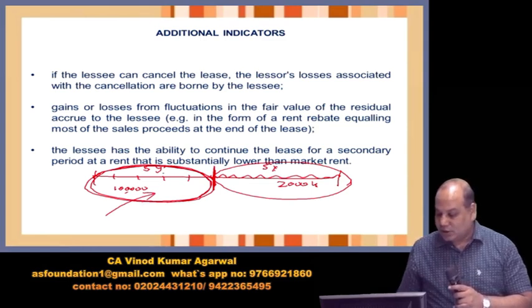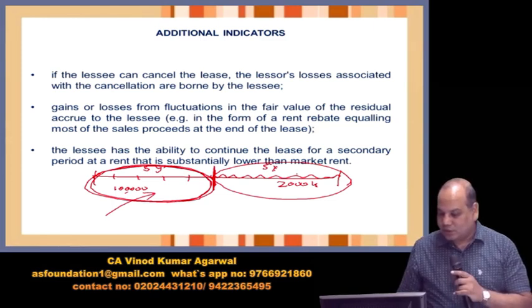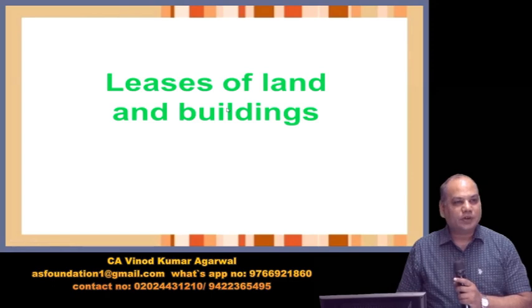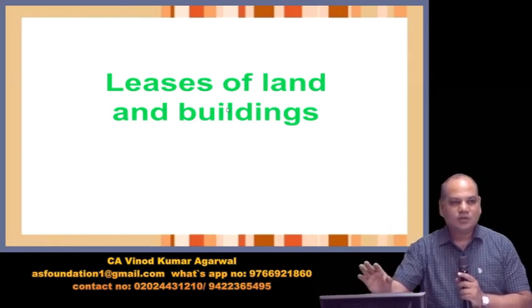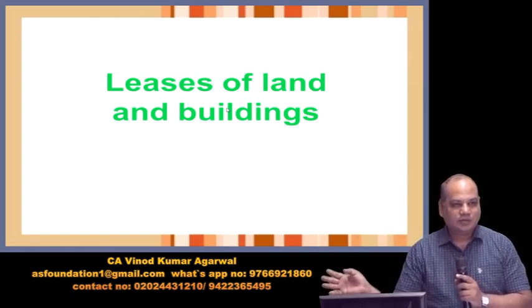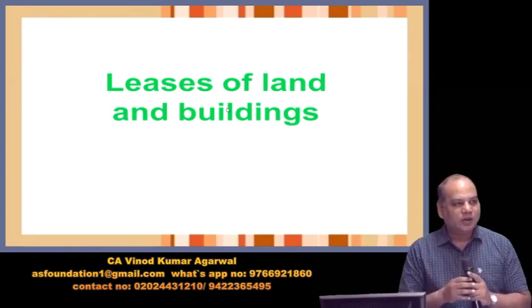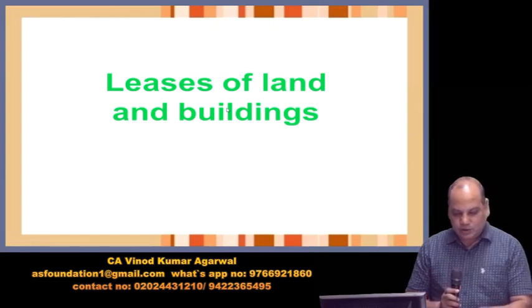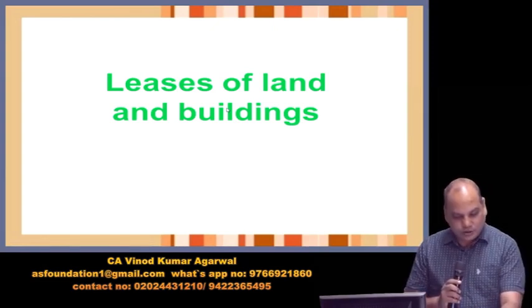So it is a very strong indicator that this lease may be a finance lease. So when you are reading a lease agreement, check for these indicators. If 1, 2, 3, 4, 5, the first 5 are met, it is a finance lease. For 6, 7, 8, there is a high probability that it is a finance lease, but then you have to find out from the management whether it is really a finance lease.